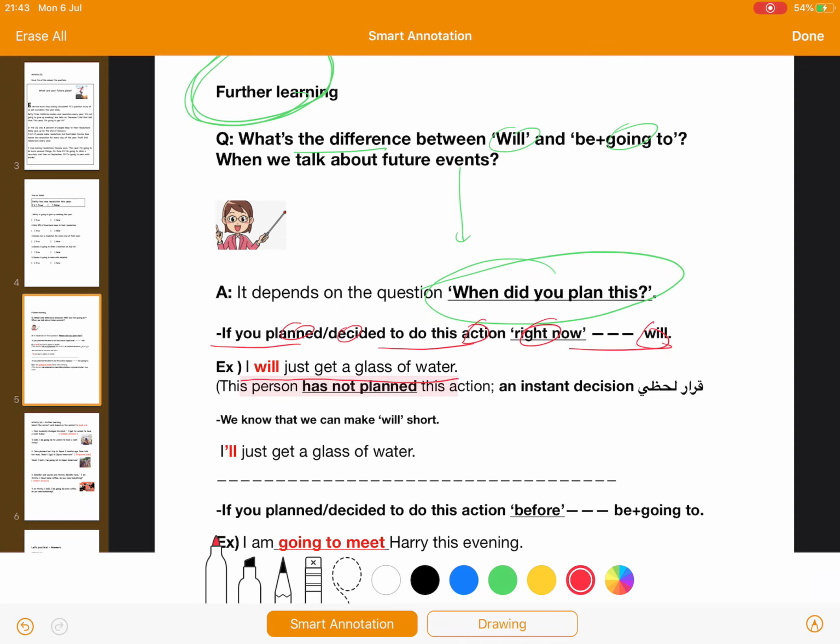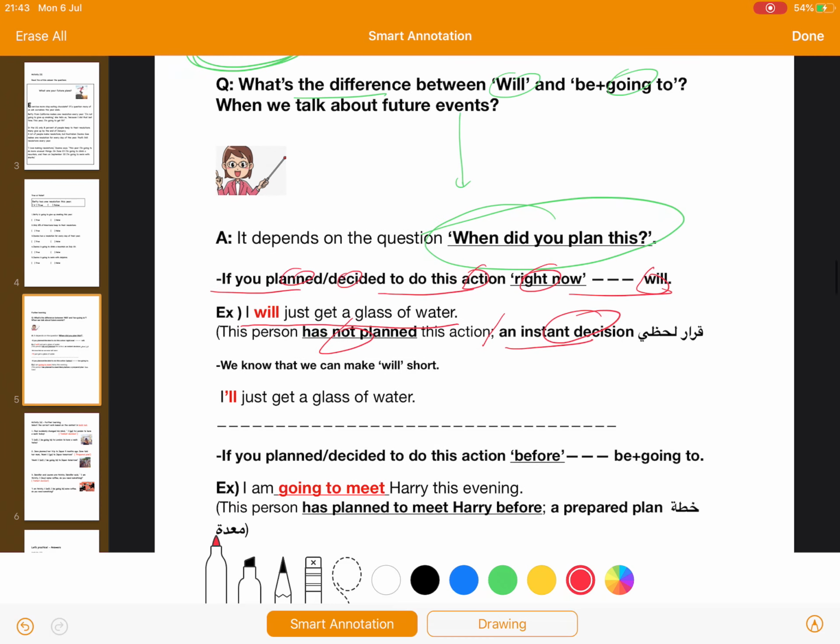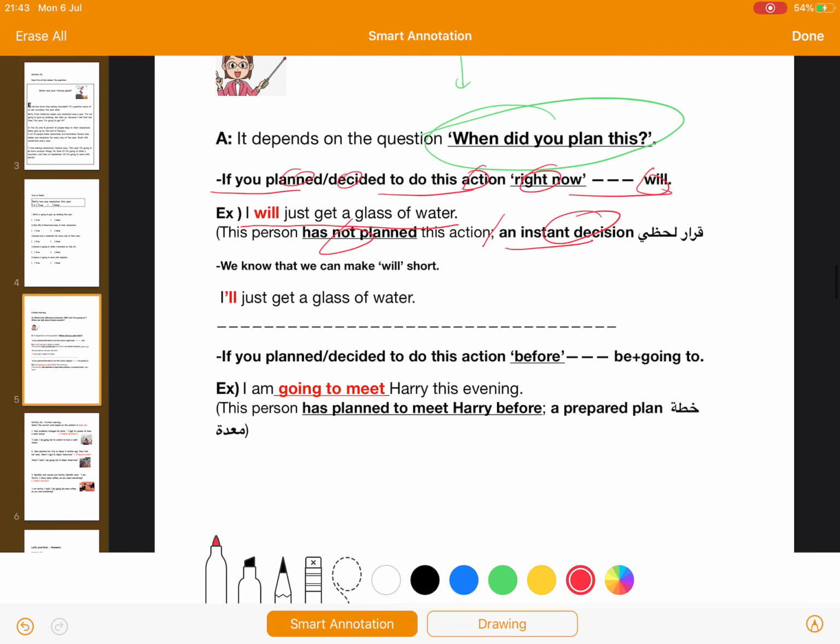So, I will just get a glass of water. This person has not planned this action. It's an instant decision. You have just planned this right now, like 5 seconds ago. So we can make will short.